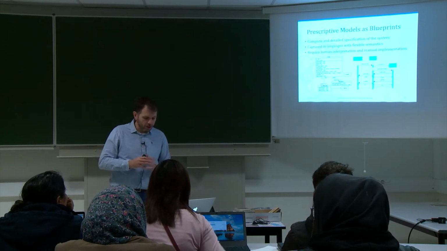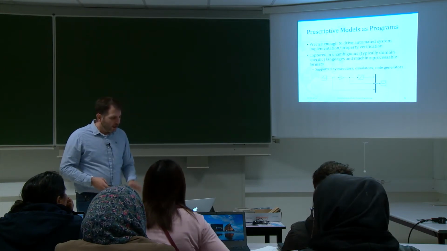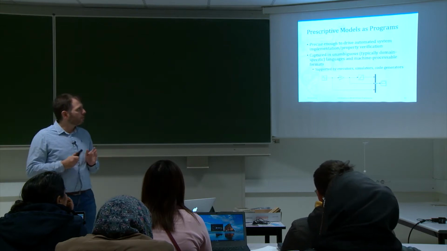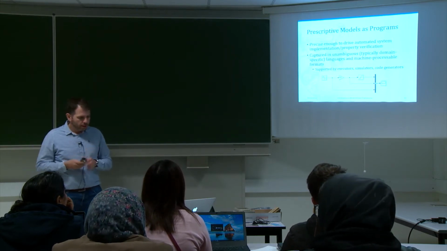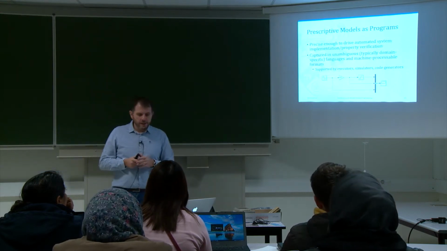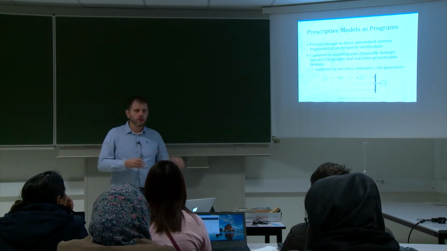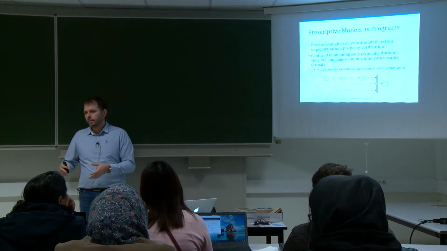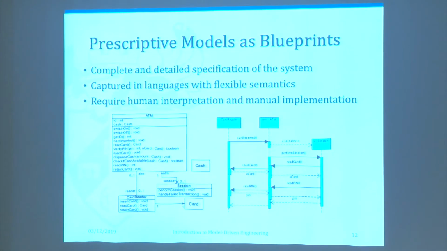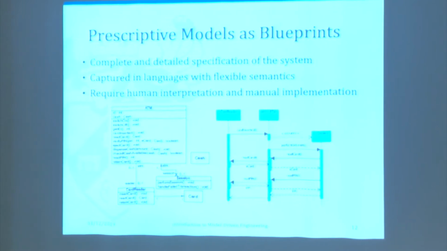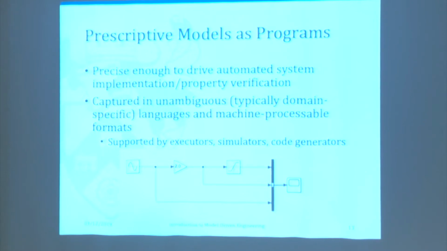So this is the second classification of models as blueprints. And finally, and this is the kind of models that we're going to be talking about in this MDE course, we have prescriptive models as programs. And models of this sort are precise enough to drive automated implementation of the system or verification of certain properties of the system. So we don't need the human in the middle who will take these blueprint models and will translate them into code. We'll add the missing detail that's required to convert them to code.